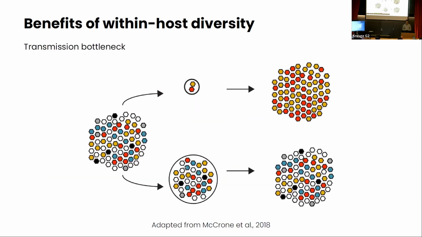Another thing we can look at if we have information on within host diversity is the transmission bottleneck. I won't go into this a lot in this talk, but essentially by looking at within host diversity, you can get an idea of whether transmission involves very few variants being moved across, or whether it's a very large bottleneck and you have most of the diversity from one person going on to the next.